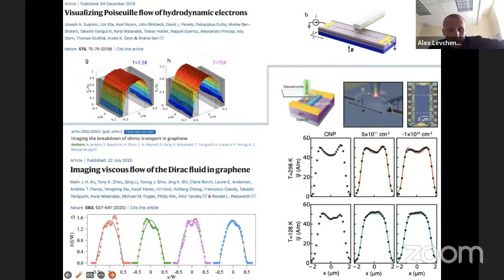Okay, I'll skip that. So there are different imaging techniques, with NV sensing and with STM and so on, trying to actually visualize the distribution of the profile of electronic velocity in these mesoscopic samples.